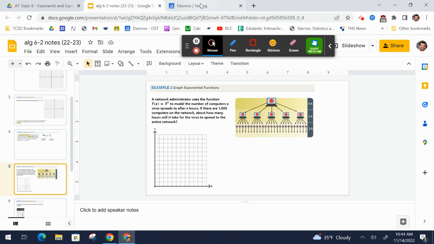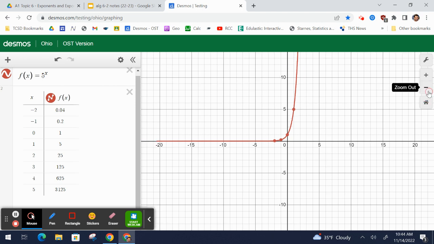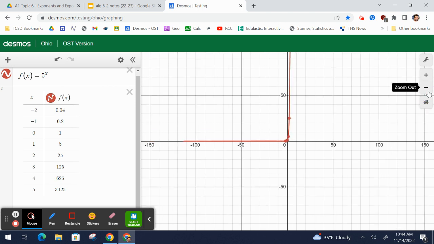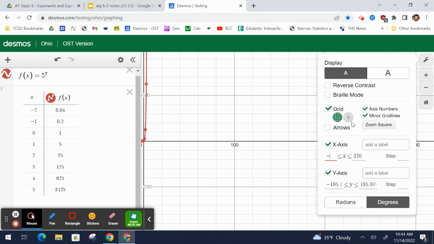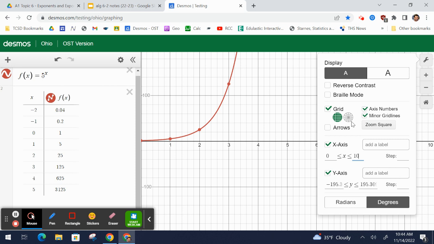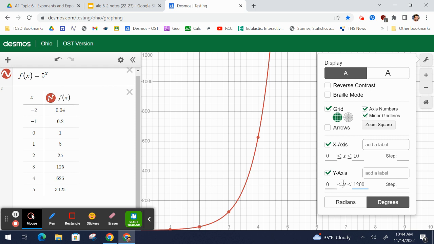Let me go back to Desmos here. Okay, so I'm going to zoom out so that I can see. Let me change the scale real fast. Here you go. So go back to here. Let's click the wrench. Our x-axis, let's go from 0 to 10. Our y-axis, let's go from 0 to 1,200, like I had on our graph. Okay, so make sure you have those numbers correct there.